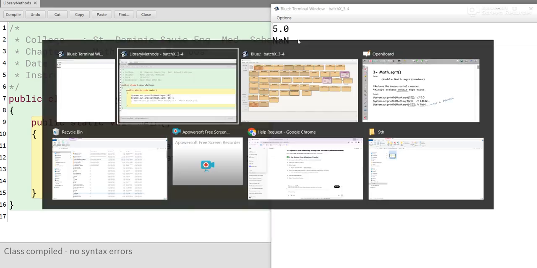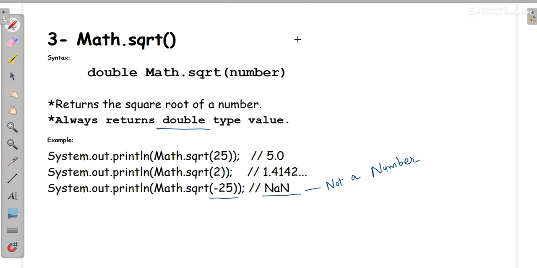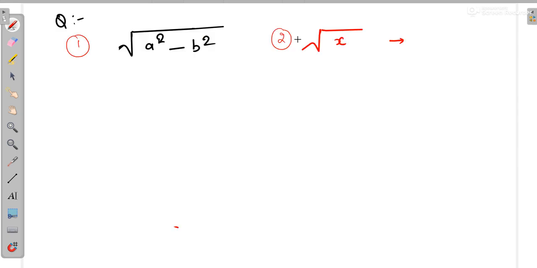But how would you write it? How to solve this question? Okay, so very simple. We have to use Math.sqrt in bracket A into A minus B into B. Simple as that. Second one, Math.sqrt in bracket X. Very simple.